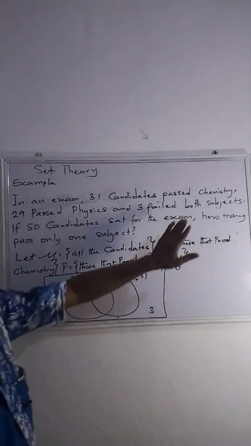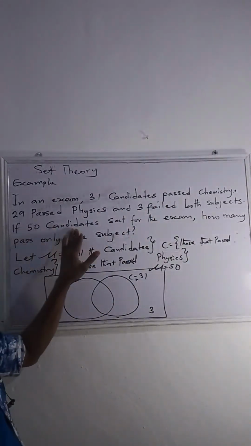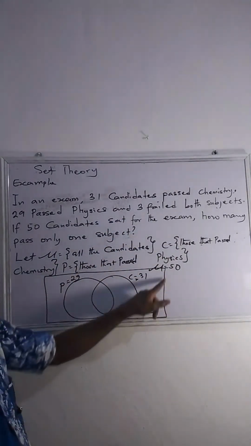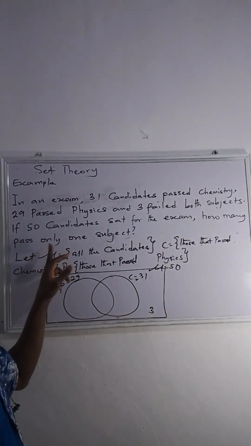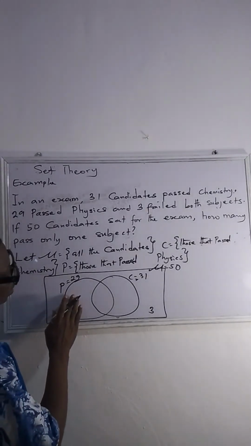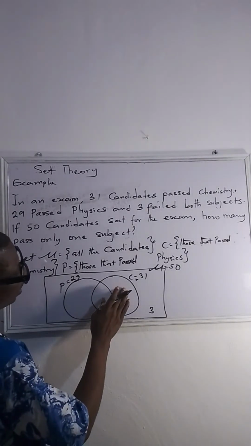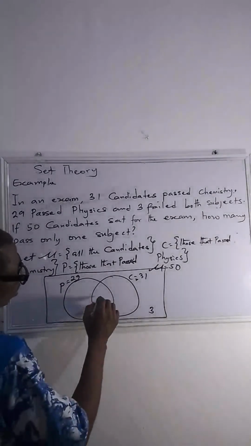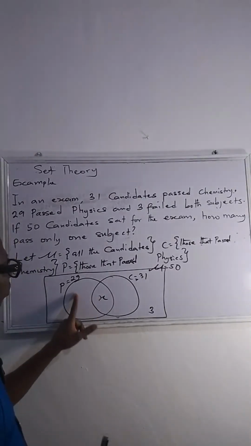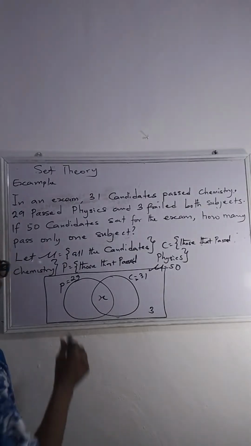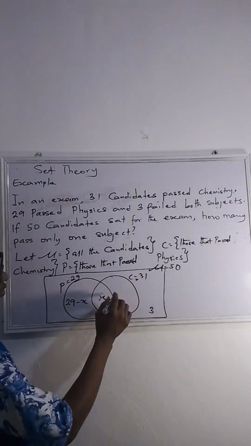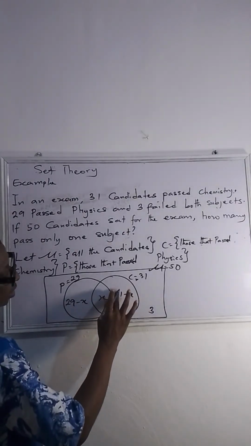Now, if 50 candidates sat for the exam, the total number of students is 50. So how many passed only one subject? Those that pass this subject and also pass this. We don't know the number of those that pass the two subjects, so we can represent that with X. Those that pass only physics will be 29 minus X. Those that pass only chemistry will be 31 minus X, right?